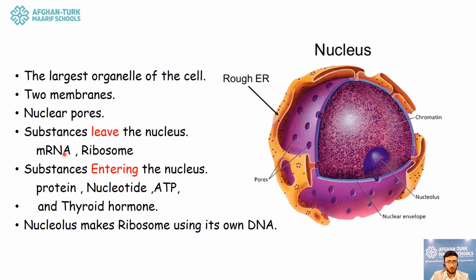Substances that leave the nucleus are mRNA, or messenger RNA, and also the ribosomes that we will study in the next slides. Substances that enter the nucleus are proteins, nucleotides, ATP, and also thyroid hormones. These are different types of macromolecules that are necessary for the metabolic reactions of the cell. Also, the nucleus makes ribosomes using its own DNA.